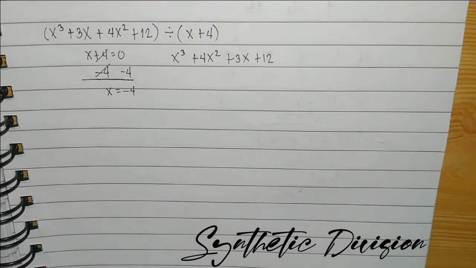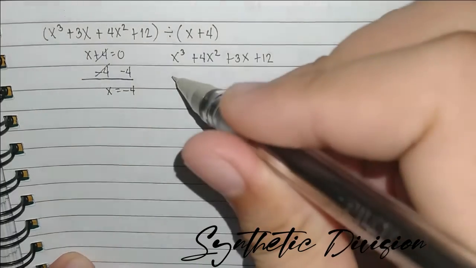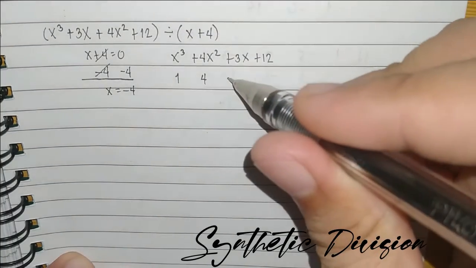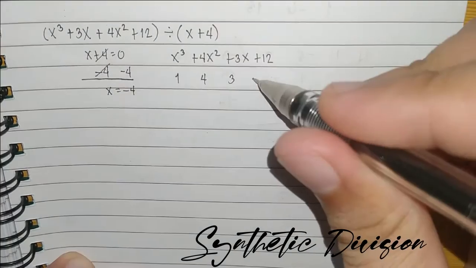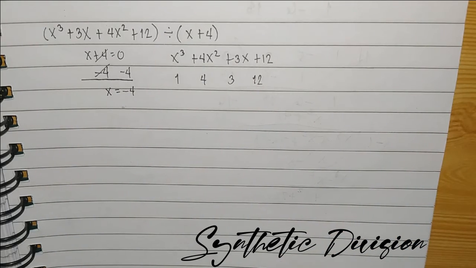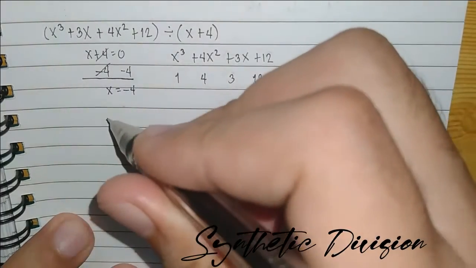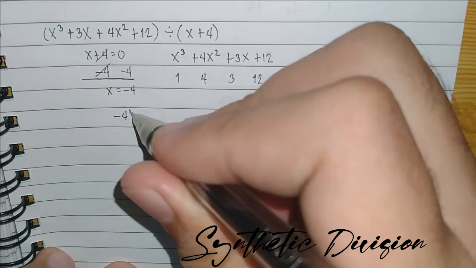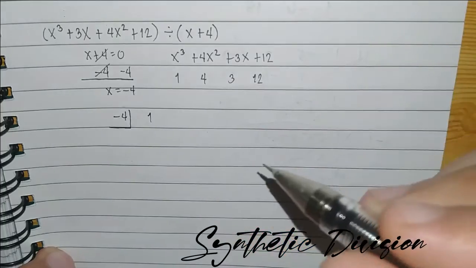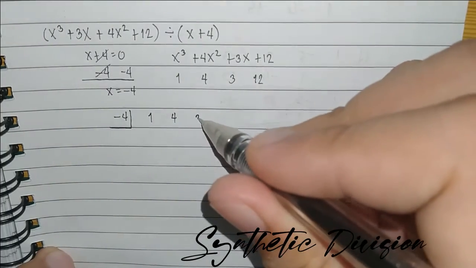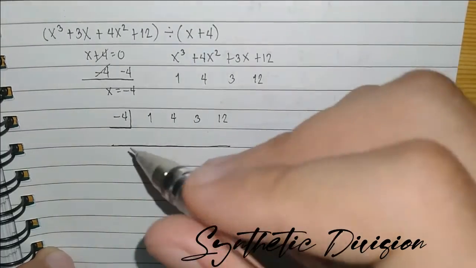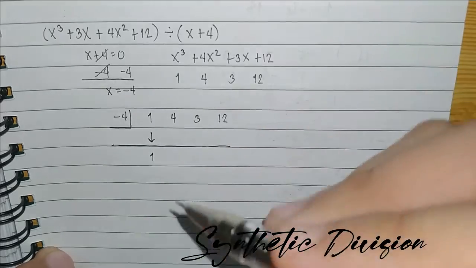Ngayon, kuhanin natin yung mga numerical coefficient nila. So, x cubed, meron tayo dyang 1. 4x squared, meron tayong positive 4. 3x, meron tayong positive 3. And with the constant of 12. Ayan. After nyan, gawin na natin si synthetic division wherein yung ating negative 4 dito ay nasa left side. Yan. And then, write down those numerical coefficient and the constant term. 1, 4, 3, and 12. And then, lagyan natin ang guhit sa ilalim. So, bring down the first term, 1.